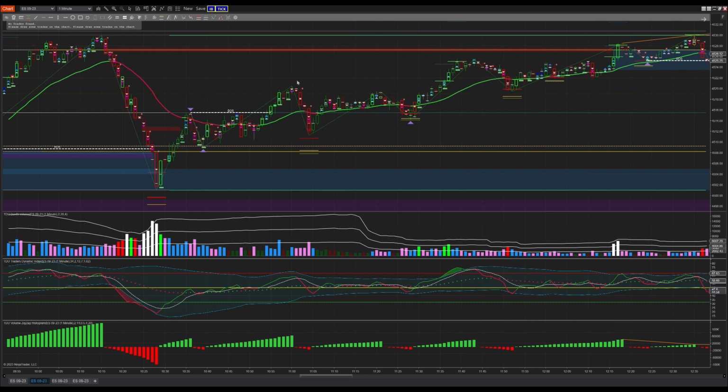So we can look here and see, oh, break of structure, retrace, 50, golden zone. We can see all of that.